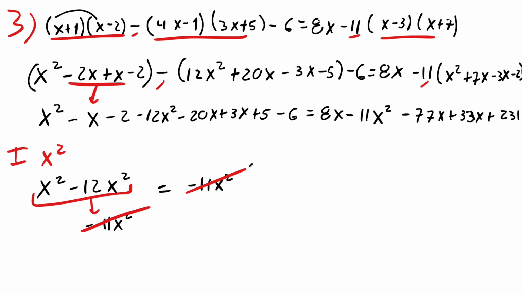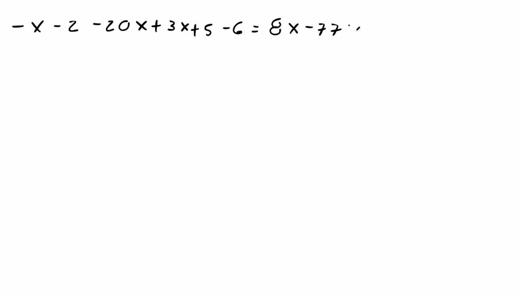Copy the rest of the equation because we're going to pass to the next page, and I don't want you guys missing out, so let's continue. It would leave minus x minus 2 minus 20x plus 3x plus 5 minus 6 is equal to 8x minus 77x plus 33x plus 231.